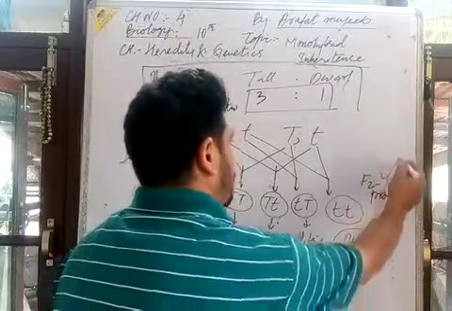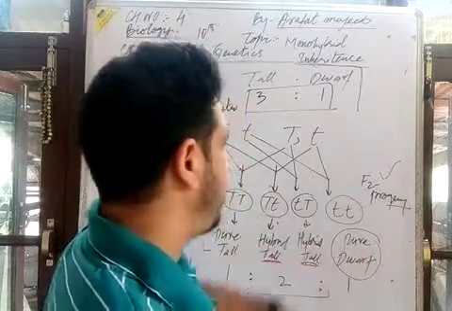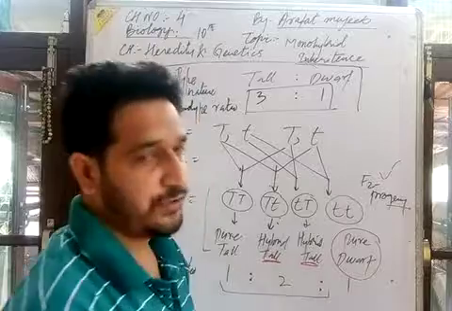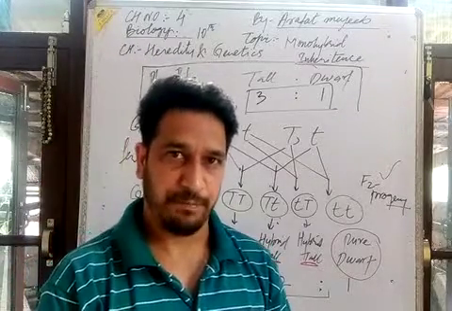This is the cross. And then what is the statement, what is the expression in the F2 progeny. I hope you understand today's lecture. Monohybrid cross John Mendel performed in his experiment.